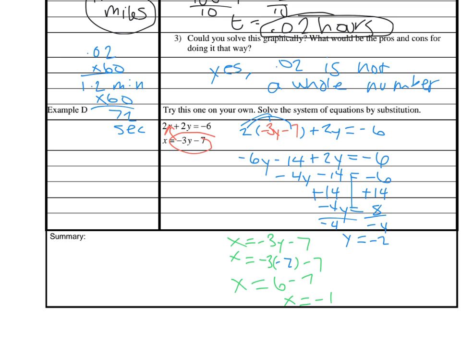Alright, so if you went ahead and solved this, you should have gotten y equals -2 and x equals -1. And this concludes lesson 5.2a.